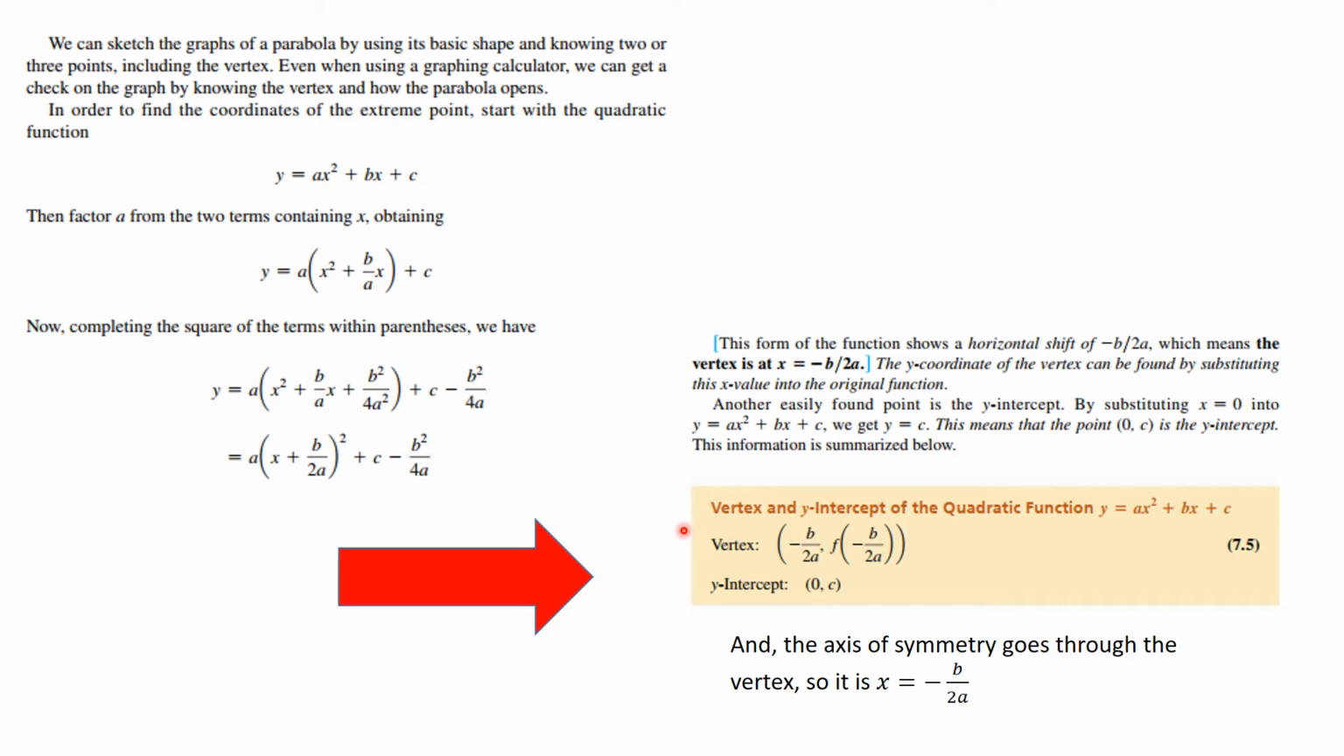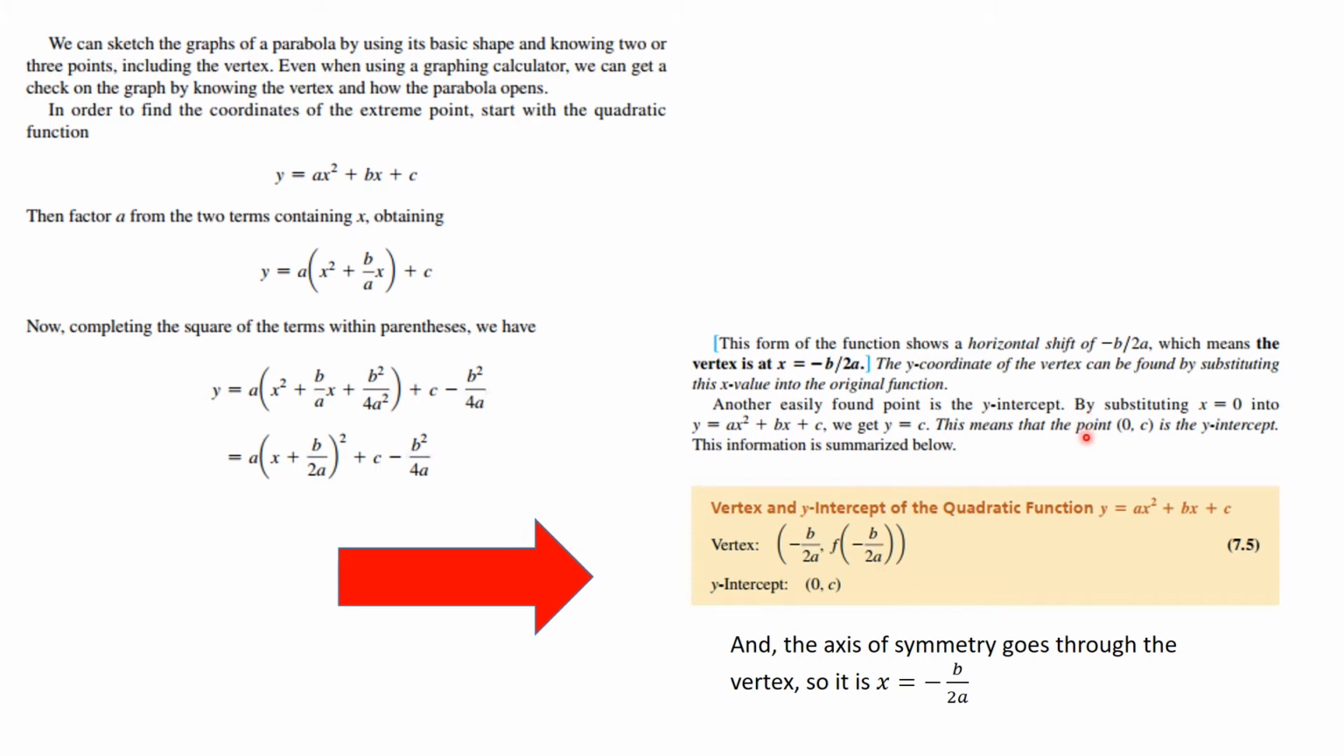The vertex and y-intercept of a quadratic function that looks like y equals f of x equals ax squared plus bx plus c is, the vertex is, the x-coordinate is minus b, where b is this number up here, and b could be positive or negative. So this is minus b all over 2a. That's the x-coordinate. And for the y-coordinate, you take this x-coordinate and you plug it back into the equation, and you'll get f of minus b over 2a. And so that's what we get.